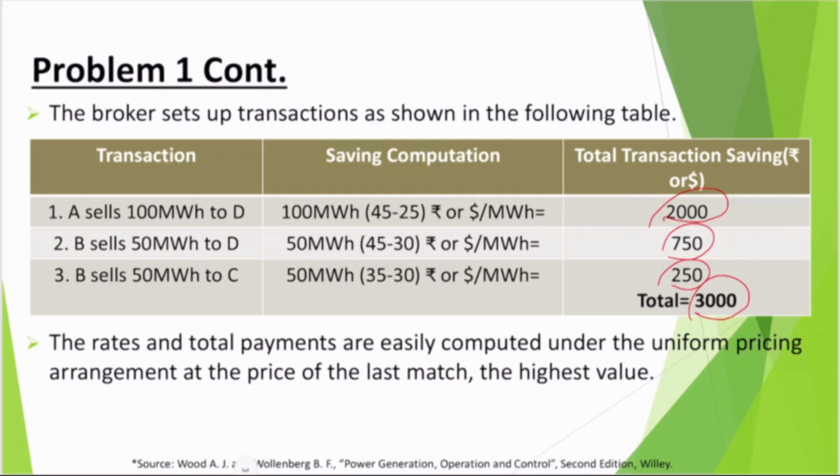Now the rates and total payments are easily computed under the uniform pricing arrangement at the price of the last match, that is the highest value. Now we'll see one more example.